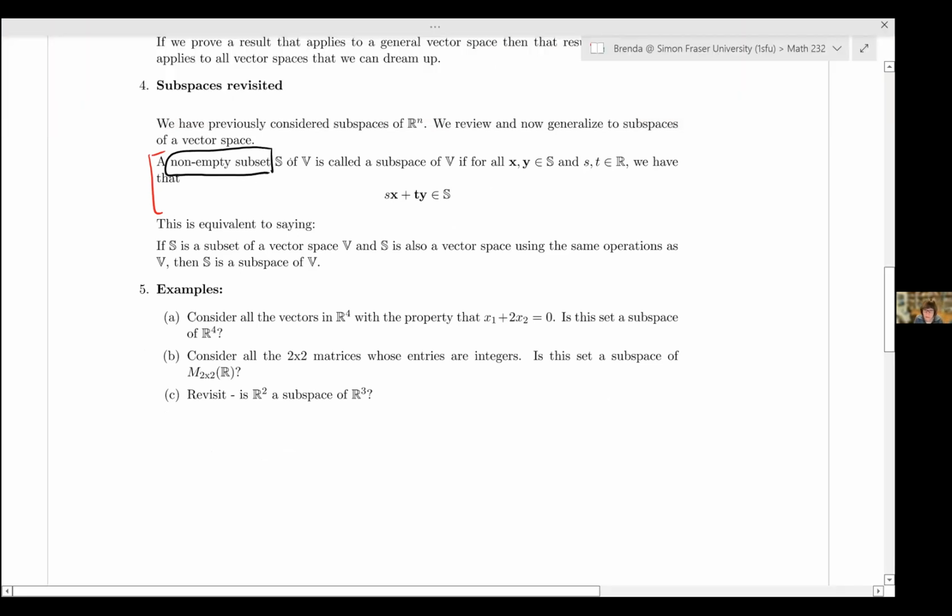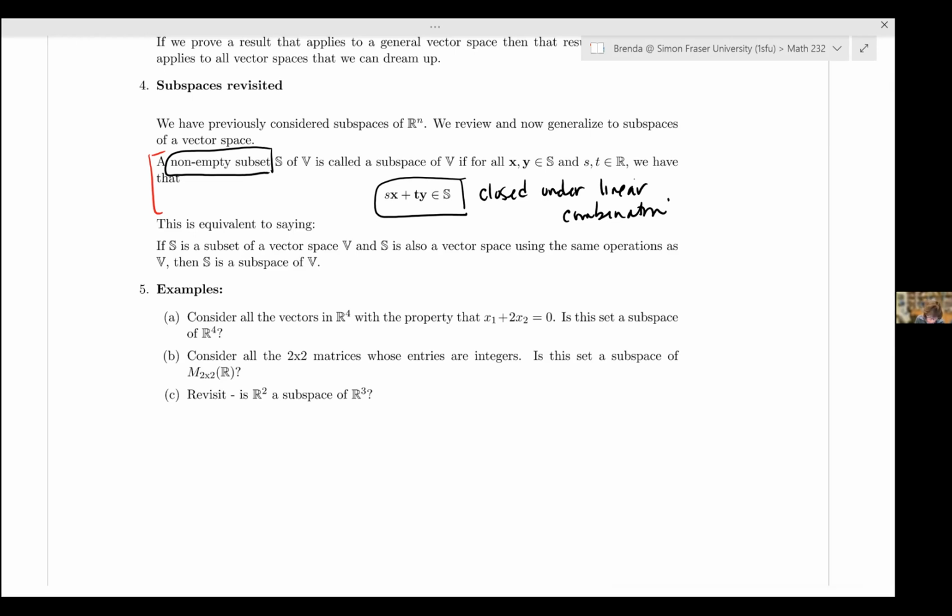You're going to be careful to always check that you've got a non-empty subset. And then if that non-empty subset of V is closed, this is saying closed under linear combination. That might be done one of two ways. You could check if it's closed under addition and then closed under scalar multiplication, or you can do the two of them together, closed under linear combination.